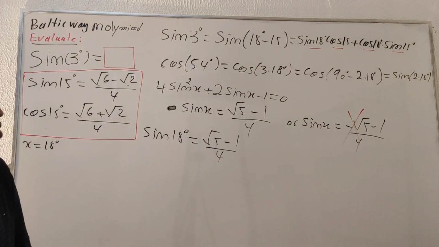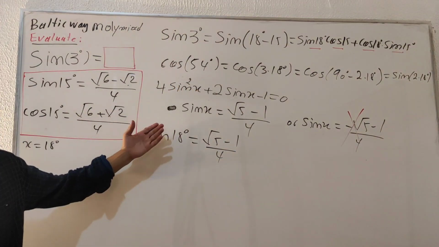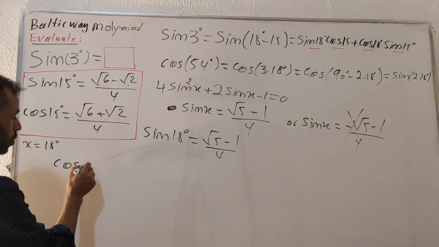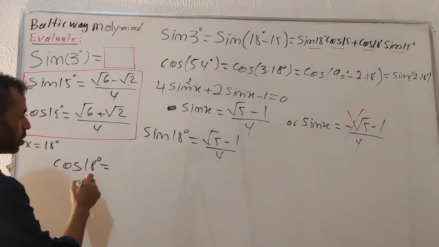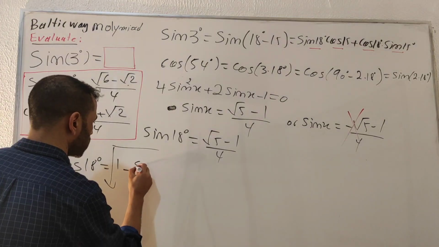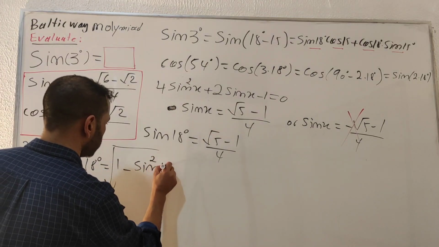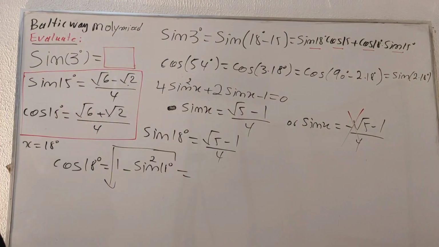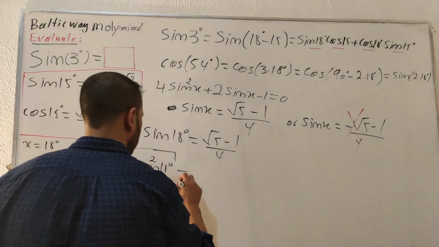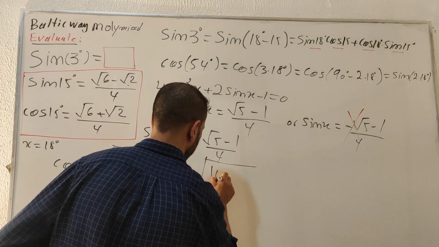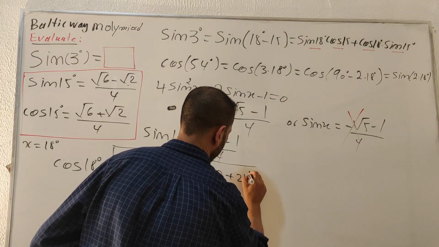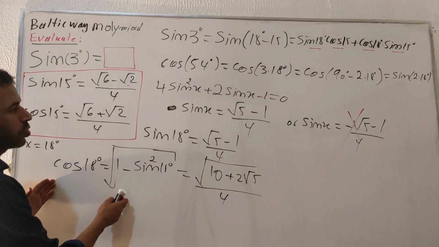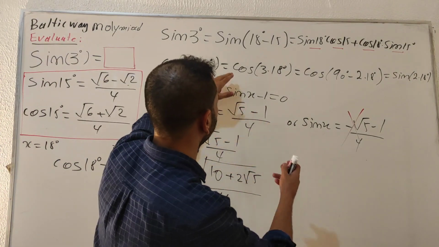So it's more simple to calculate cosine 18 degrees by using trigonometry identity. So we get cosine of 18 is the same as the square root of 1 minus sine square of 18. Okay, plug in this one into this one, so I will be ended with square root of 10 plus 2 square root of 5 over 4. Okay, now I'm simply going to replace all of this into the formula that I know.